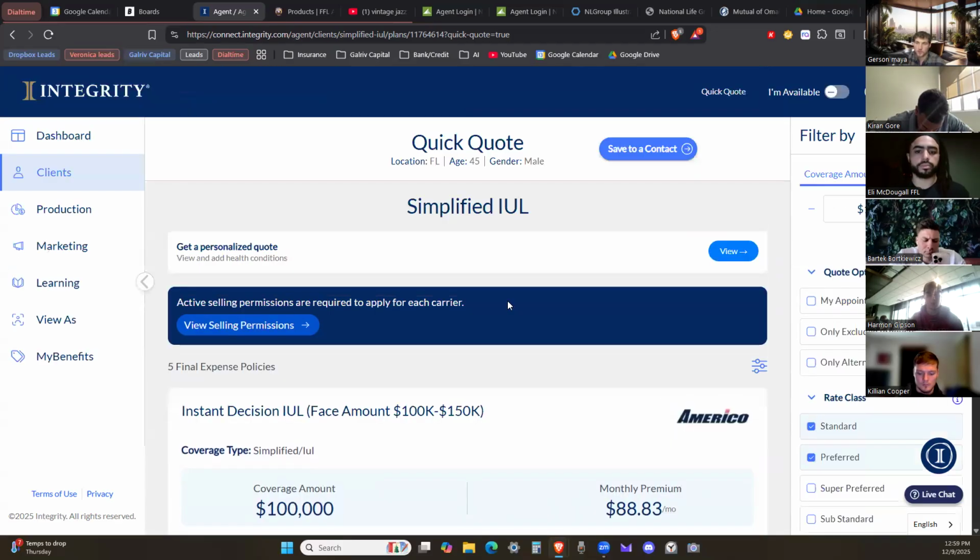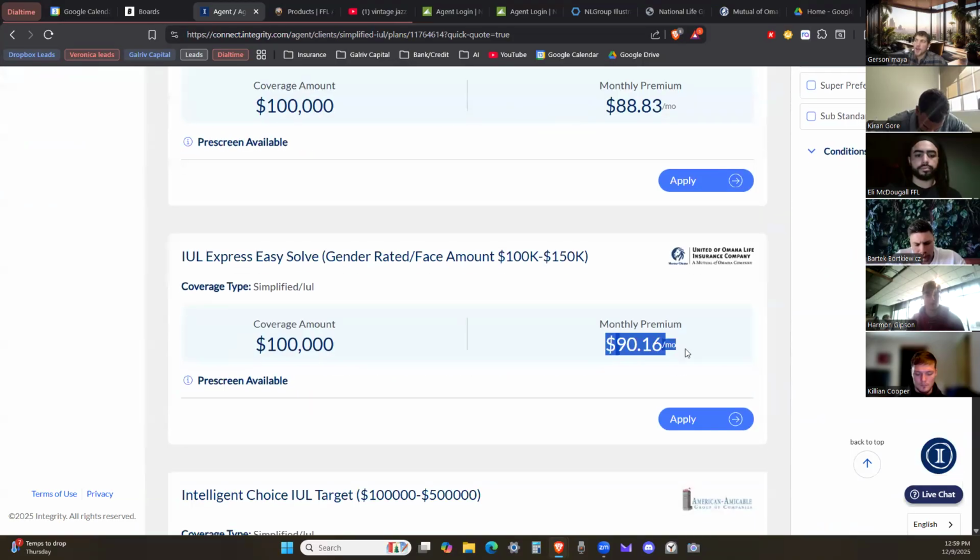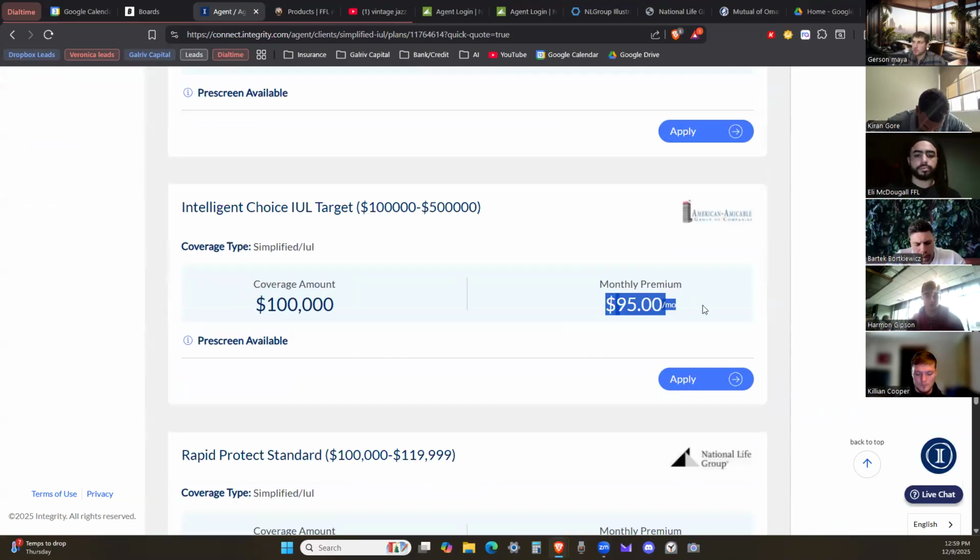understand their goals first and foremost. If they tell you their goals are to use it to accumulate cash, they're not super concerned about the death benefit, they know it's important though and they can see the value in that, I would do NLG or F&G for any type of retirement focused IULs. But if it's just death benefit focused and it's under 450, that's the maximum for Americo, 300 is the maximum for Mutual. I don't know what the maximum is for AMM.